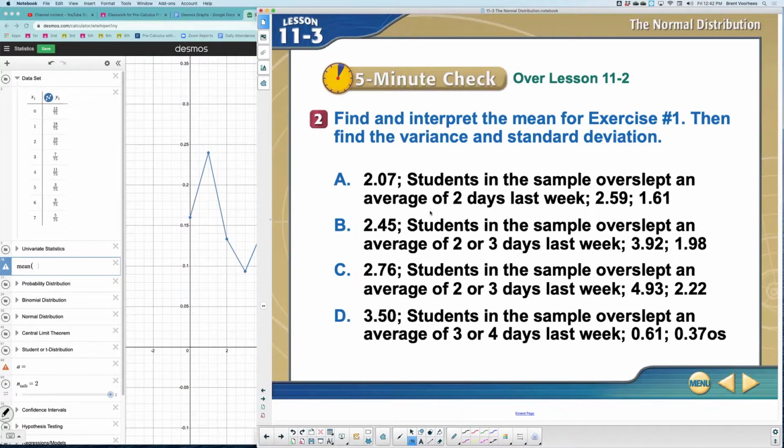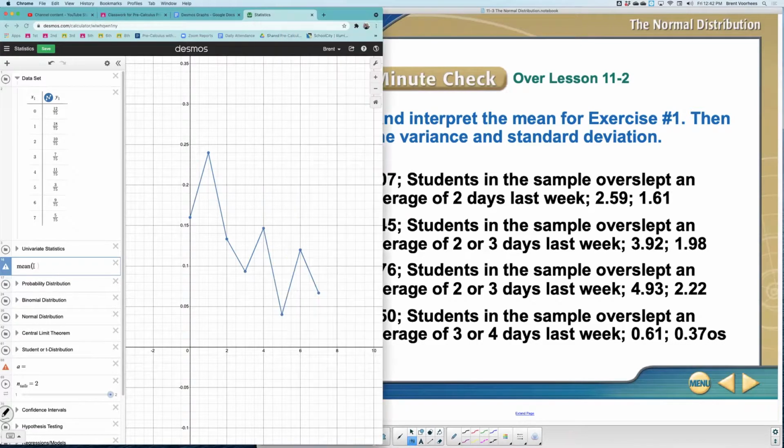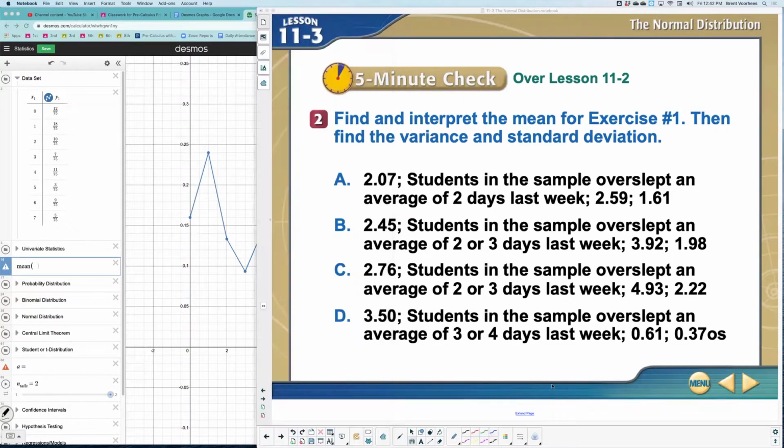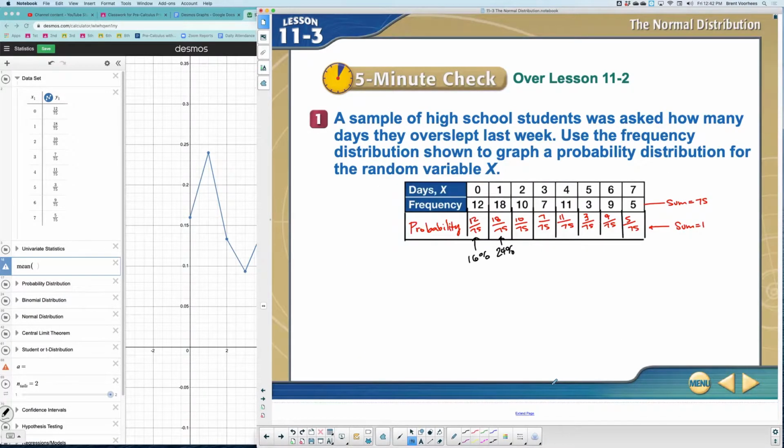Let's see, the mean of this data here. Actually, that's not going to work yet. Let me first come back over and show you the algebra here. So let's go back to the algebra. If you remember, the way you determine the mean is you multiply the x value times the probability p of x. Let's write that in here. This is probability p of x.